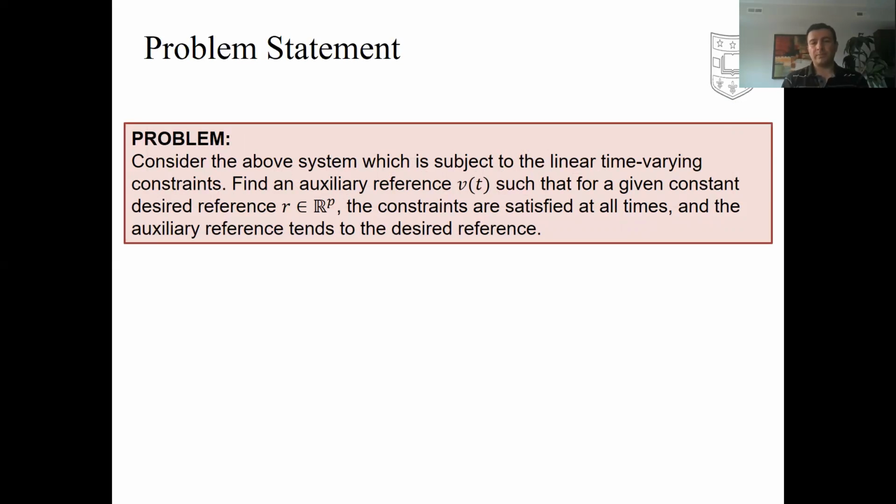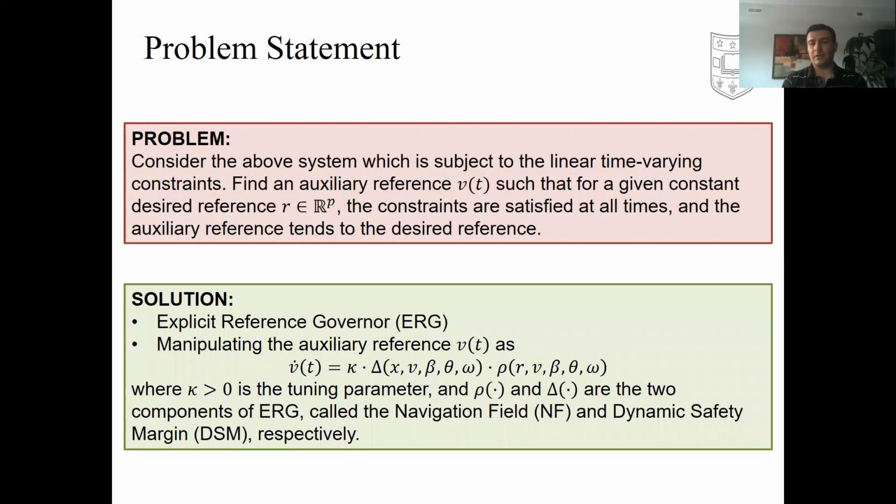In order to solve this problem, we will use the explicit reference governor framework. Explicit reference governor, or ERG in short, manipulates the auxiliary reference through this differential equation: v dot is equal to kappa times delta times rho. Here, kappa is a tuning parameter, a positive scalar. Rho is the navigation field, and delta is the dynamic safety margin.